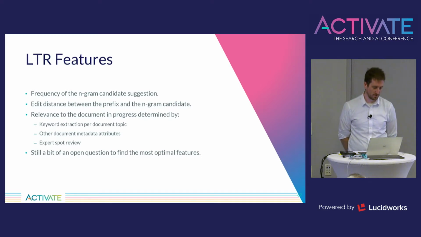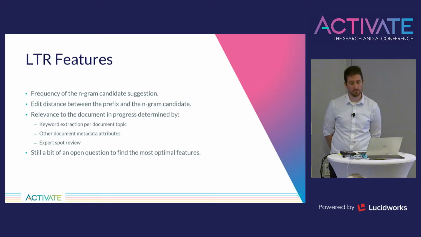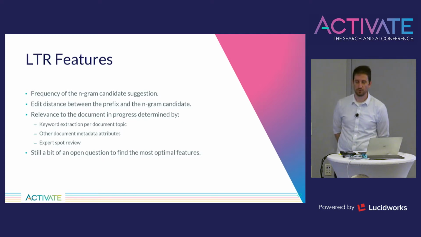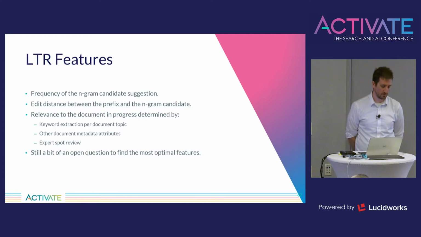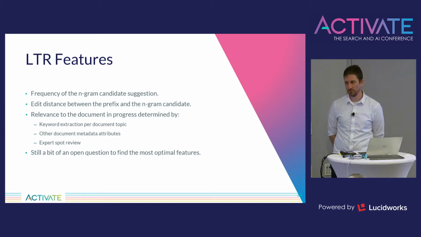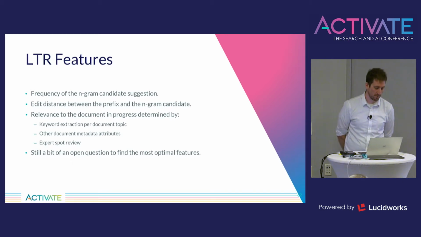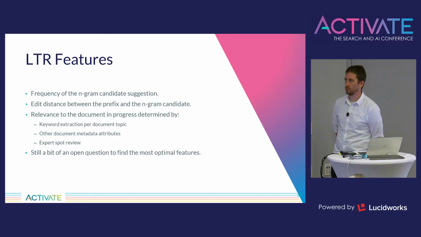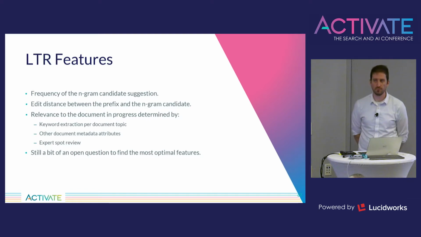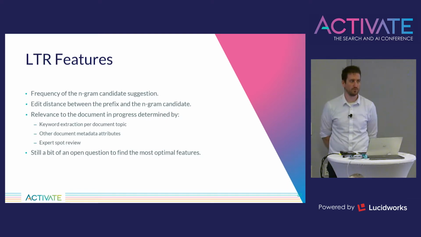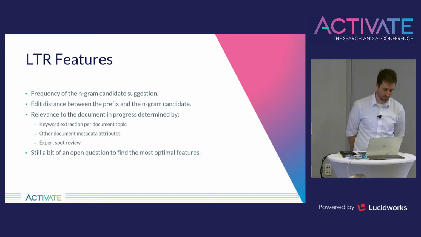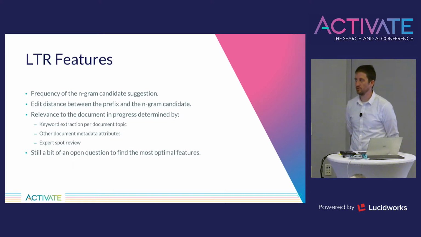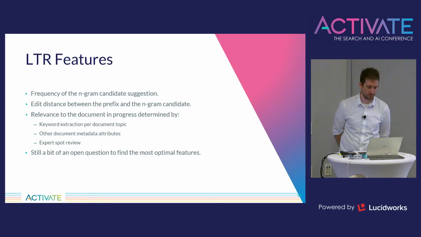And I mentioned earlier that the documents have metadata values associated with them, and this is where we use those. So keyword extraction per document topic. The different documents can have different topics about them, so we can use those topics to provide features as well. Lastly, expert spot review from the more seasoned document authors to provide a judge on relevance for some of the terms. It's still a bit of an open question to find the most optimal features, but that's what we have right now.